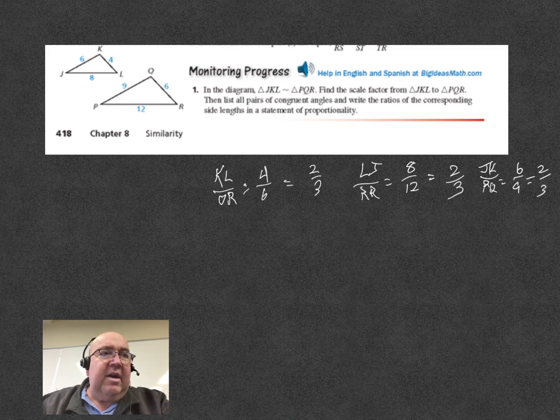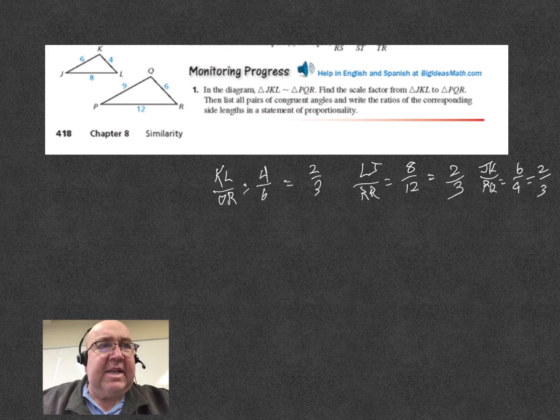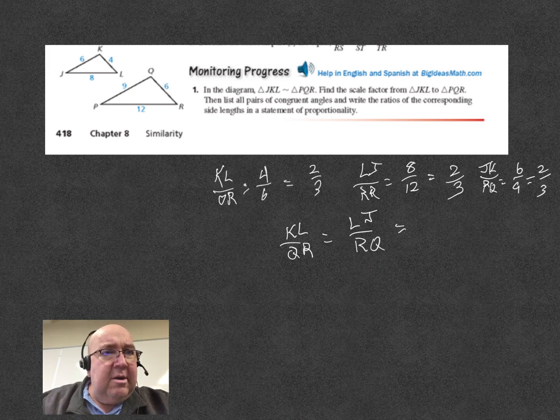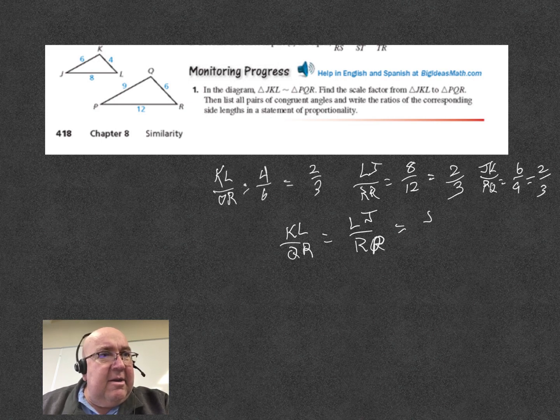And then to write the statement of proportionality, again, we're going to have KL over QR is equal to LJ over RQ. Make that RP. Can't read my own writing. And then JK over PQ.